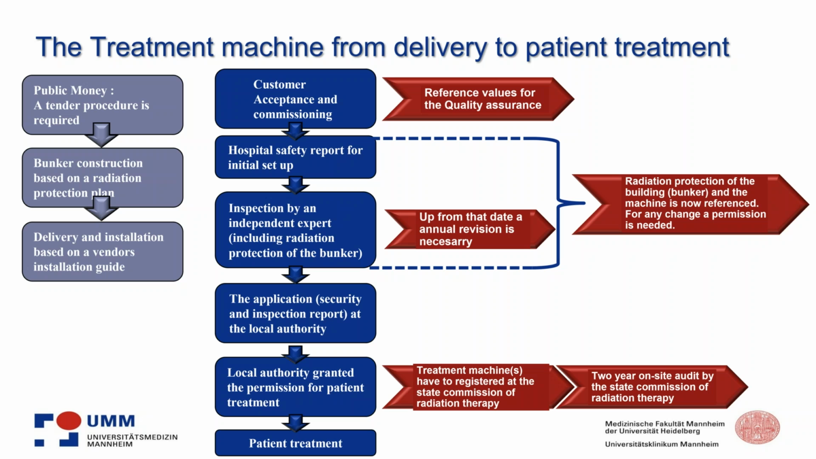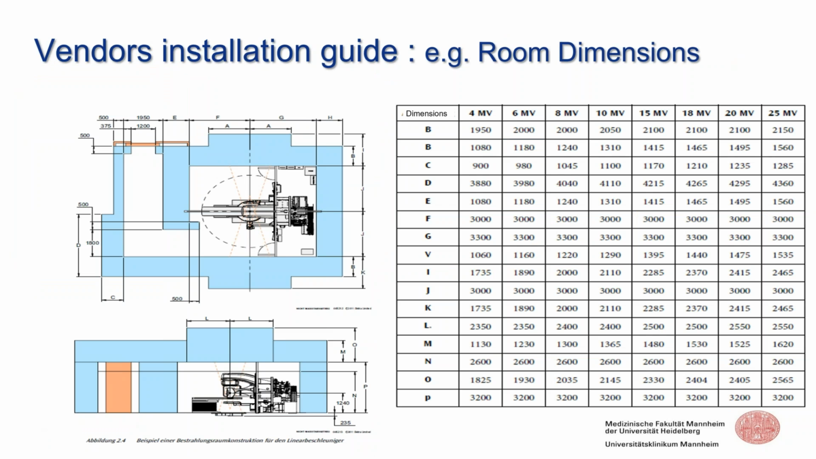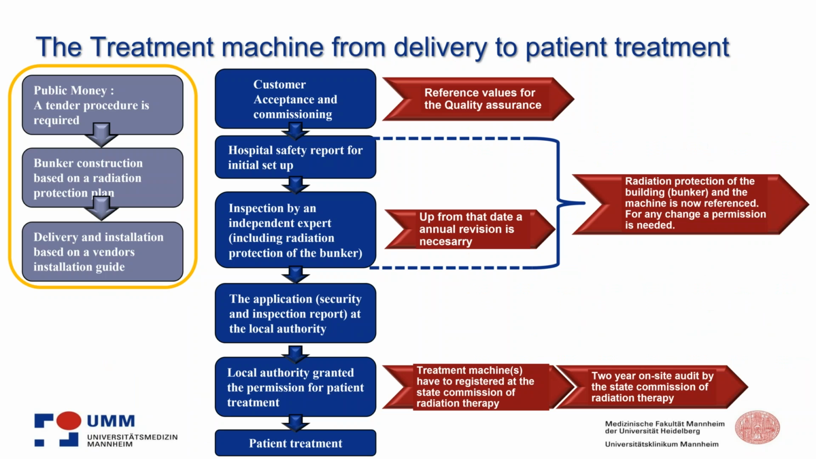You see, this is how we set up a machine. We have a tender to start the procedure, on the left-hand side. The bunker construction is based on a given and predefined radiation protection plan, and we don't start any construction before this radiation protection plan is approved by an independent expert. Then we have the delivery and the installation based on the vendor's installation guide.